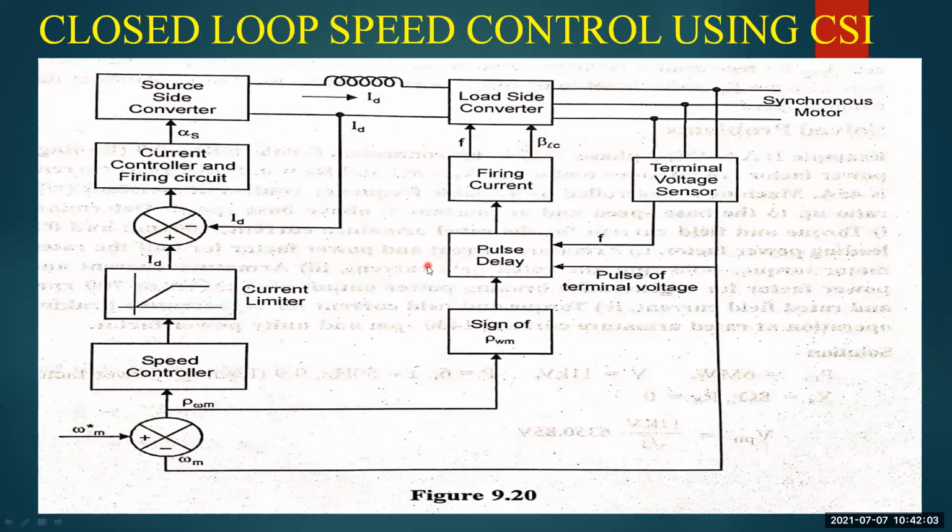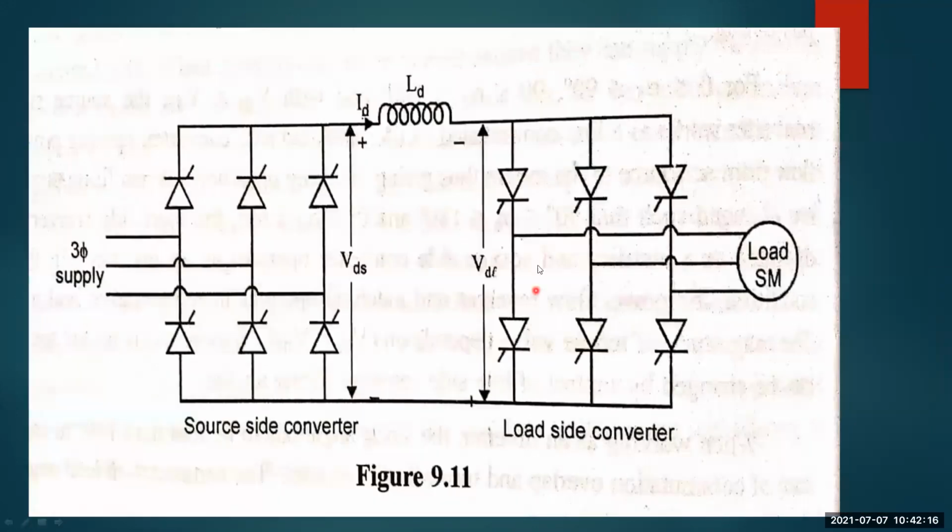Closed loop speed control drive. This is called the closed loop speed controller. This is called the source side converter, and this is called the load side converter. The firing angle of the source side converter is called alpha S, and the firing angle of the load side converter is called alpha L.